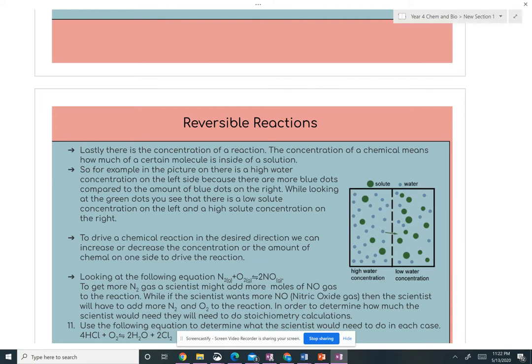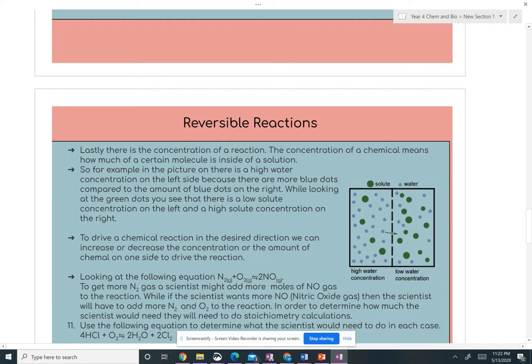So concentration is basically how much of a certain molecule you have. This is just a good example of looking at concentrations. And again, when we talk about concentrations, it's pretty much relative to one another, right? In this case, I'm comparing the solute, which could be some sort of salt, and you have to remember that solute is something that dissolves in water. And I'm comparing the solute molecules to the water molecules.